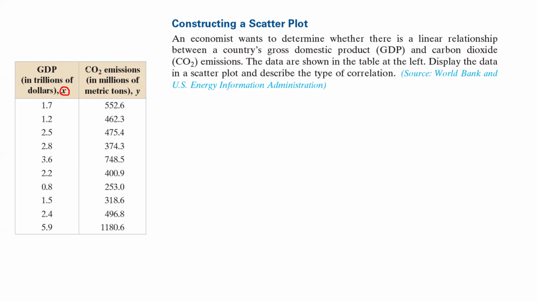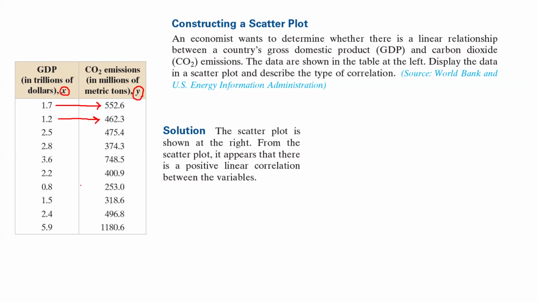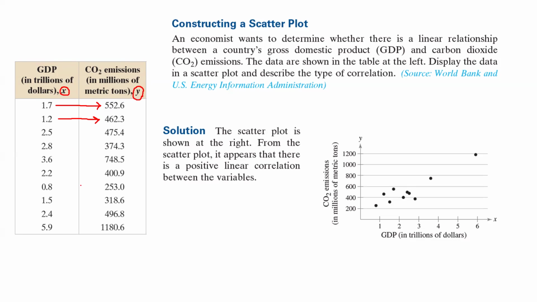On the right-hand side, you have the CO2 emissions in millions of metric tons, which is denoted by y, and depends on x. So if x is 1.7, your y is 552.6. If x is 1.2, your y is 462.3, and so on. The scatter plot shown on the right-hand side represents these points. The smallest value here is 0.08, and the y value for that is 253.